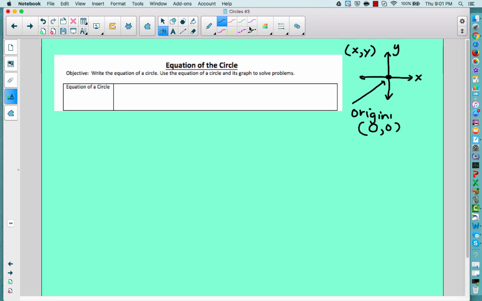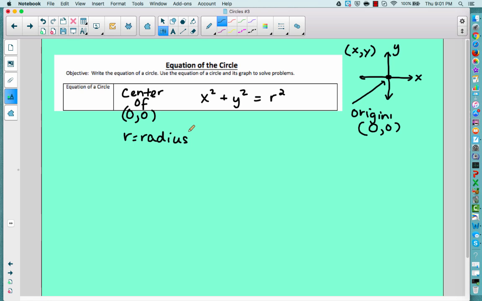Okay, so the equation of a circle. If a circle has a center of 0, 0, so the center is the origin, then the equation is x squared plus y squared equals r squared. And r is equal to the radius.